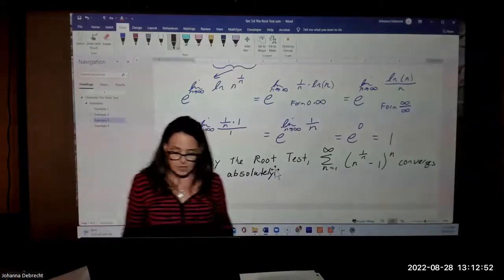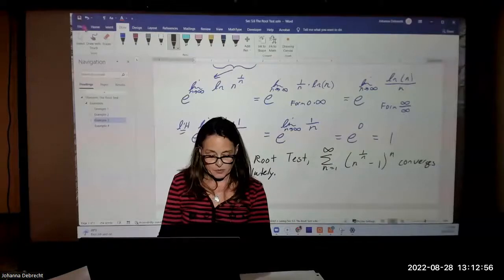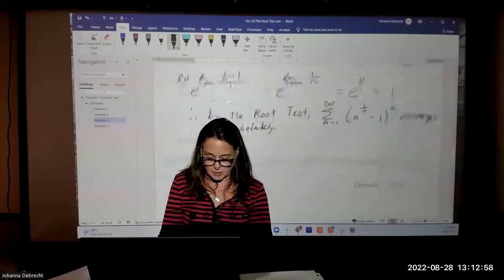Now let's take a look at the last example for the root test, which is example number 4.